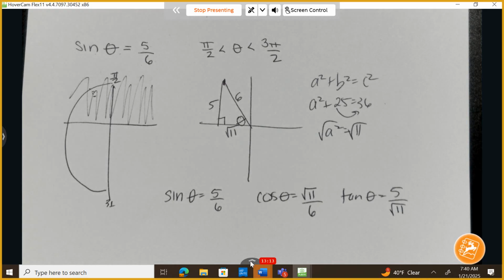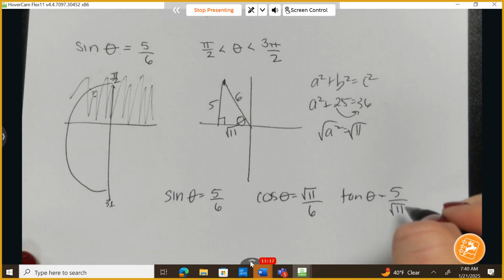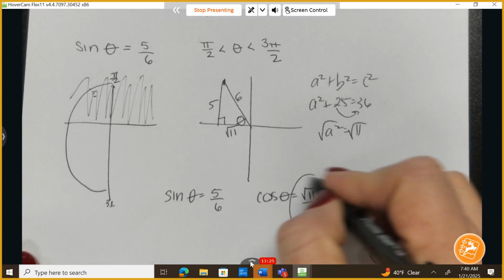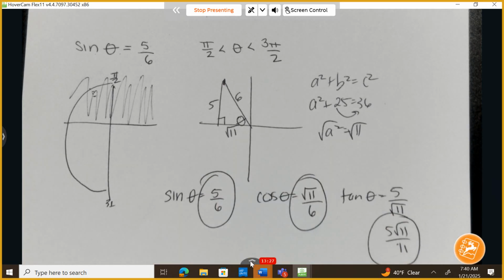Well, one of them is that for 5 over root 11, you're not supposed to have a square root in the denominator. It's not wrong, but it's not mathematically standard. So let's rewrite this: 5 square roots of 11 over 11. Okay, so this is what I am going to now say are the correct answers, and I still have 2 remaining mistakes. Yep, Solana, what's another one?